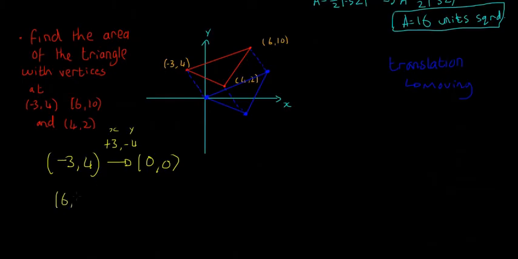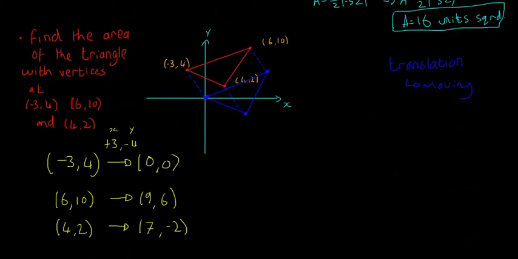So for this point here, 6, 10, we're going to plus 3 to the x because it goes from -3 to 0. So that means it's plus 3 of a difference. So it's going to be 9. And then minus 4 from the y. So it goes from 4 to 0. That means it's going to go from 10 to 6. Make sense? And we do the same for the last point then. So the last point was 4, 2. If you plus 3 here, it's going to go to 7. And minus 4, it's going to go to -2. So now these are our new points here.